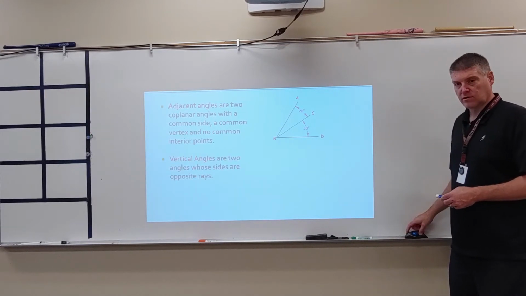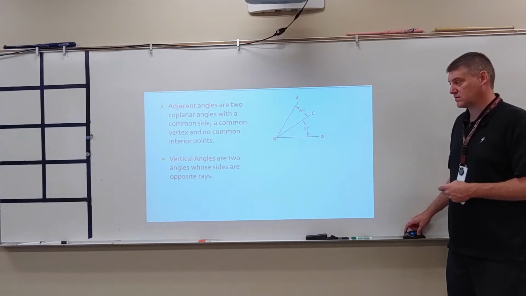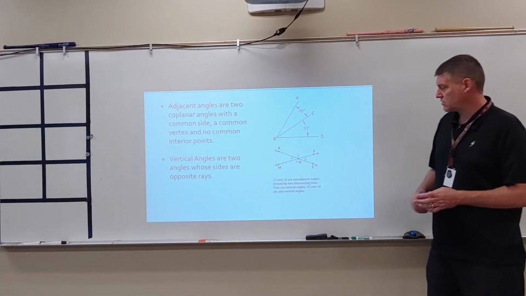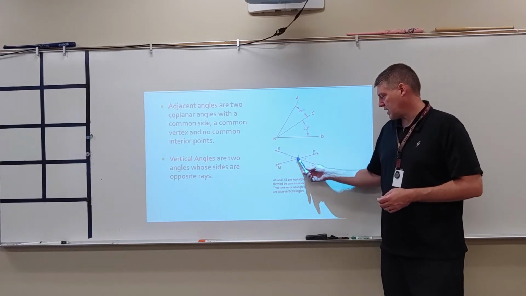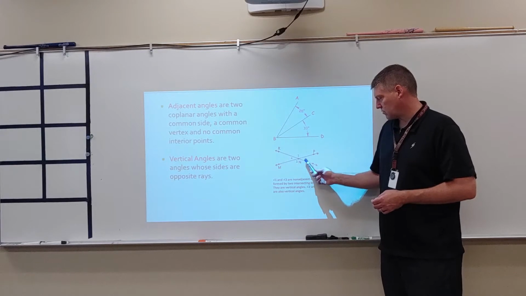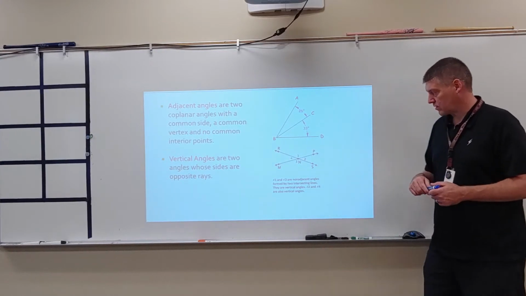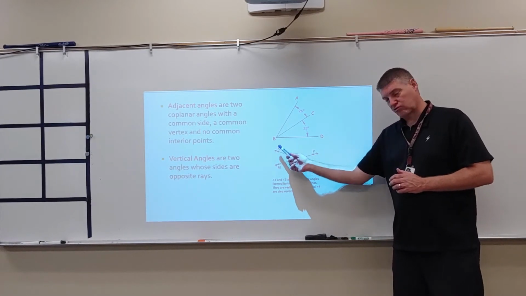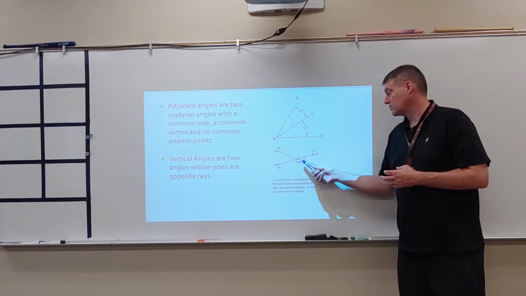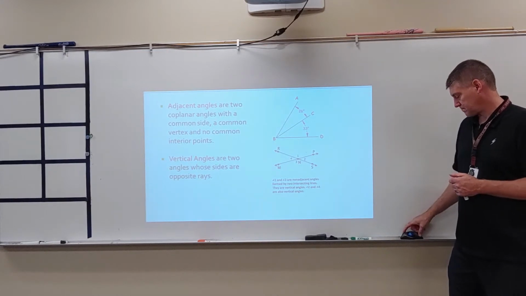Vertical angles are two angles whose sides are opposite rays. So these are vertical angles here, R and M, P and S. Angle 2 and 4 are vertical. Angle 1 and 3 are also vertical. To have vertical angles, you have to have this cross of lines, and those are going to form those vertical angles.